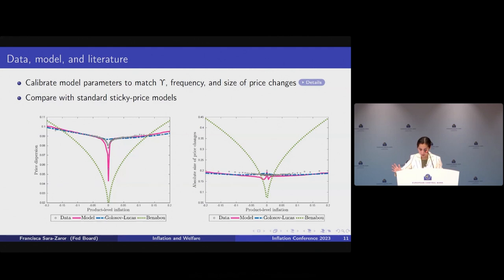Now, just to mention very quickly, what I do when I have this model is calibrate it to match this upsilon shape pattern, also the frequency and the size of price changes as in the rest of the literature. And then I compare my model with two models. The Golosov and Lucas model, which in both figures is the blue line, and then the Venamu model, that is my model, but without idiosyncratic shocks. So the left-hand side figure shows a relationship between product-level inflation and price dispersion, and the right-hand side figure shows a relationship between absolute size of price changes and product-level inflation. And the dots in each figure show data. So the main takeaway is that my model is the only one able to reproduce the relationship between product level inflation and price dispersion, and also other relationships that can be matched by other models.